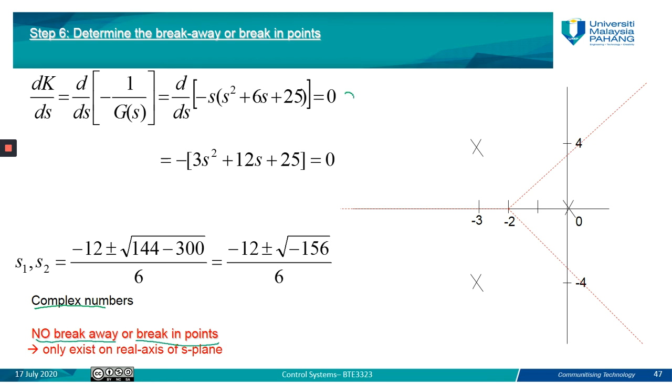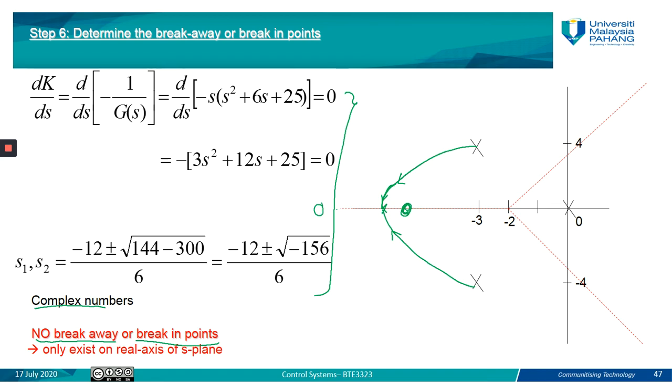This step you are not required to do if you are sure that there is no breakaway or break-in point. How to be sure? You need to check if you have 2 poles or 2 zeros on the real axis. Even if you have 1 zero here and 1 zero at infinity, you may have a break-in point. If this point is a zero, not a pole, and you have a zero here and the other zero at infinity, maybe you have a break-in point here, like this one.